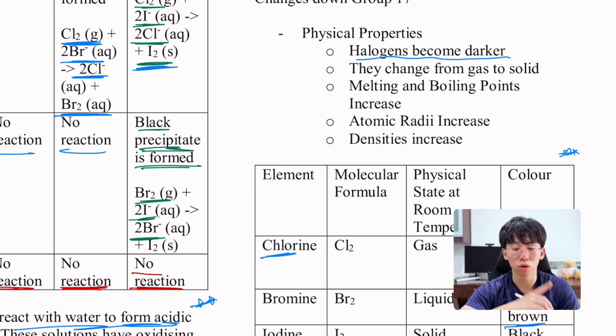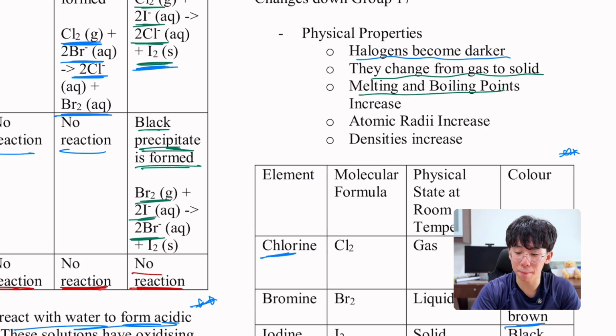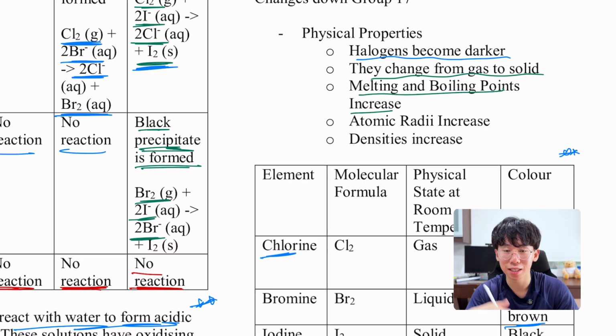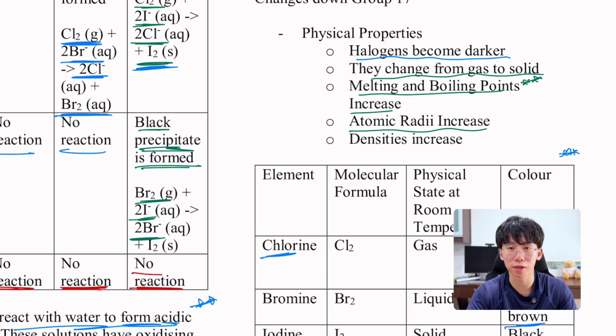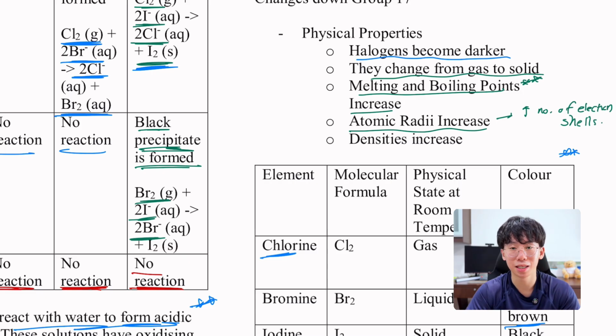Also, these elements in group 17 tend to change from gas to solid. This is because the melting and boiling points increase down the group. This is also very important to know. And your atomic radii will increase down the group. Not surprising, because the period number increases as you go down the group, so you have an increase in the number of electron shells. And lastly, the densities also increase down the group. Looking at this table, your chlorine tends to be a gas that is pale yellow green.